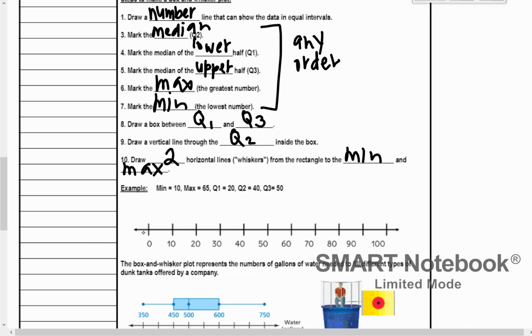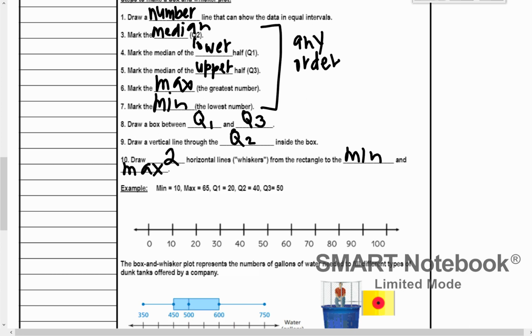All right, here we have our number line already there for us. It's counting by tens. Make sure if we ever do a number line for a box and whisker plot, it has equal increments. So it's counting by tens. You don't have to start at 0. Let's say our min was like 40. We could start our number line at 40 and go to 100 or until we need to stop.